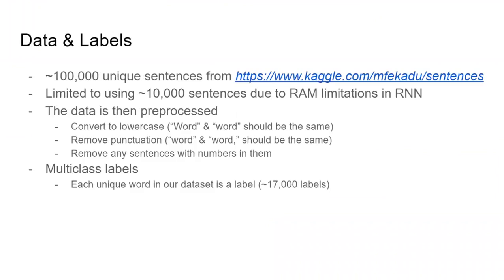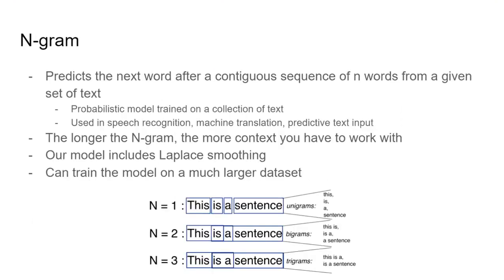For this prediction problem, we obtained our dataset from a Kaggle repository containing approximately 100,000 sentences. Before training, we pre-processed the data to remove punctuation, convert all characters to lowercase, and remove any sentences that included numbers. We exclude these sentences with numbers because predicting numerical information is outside the scope of our project and we didn't want it to affect our models. This is a supervised learning problem with multi-class labels. When we make a prediction, we're predicting a word from a set of all unique words present in our dataset. In our processed dataset, there are approximately 17,000 unique words.